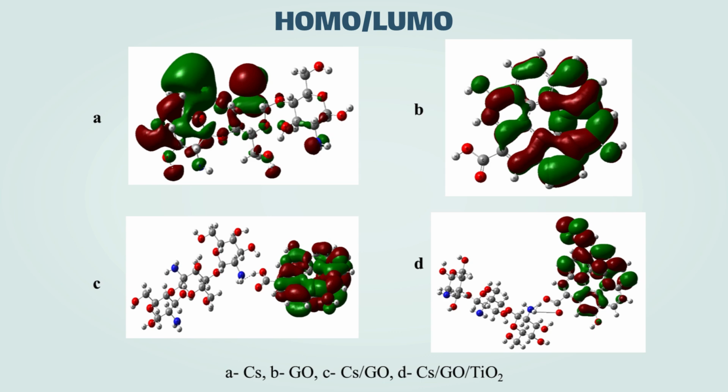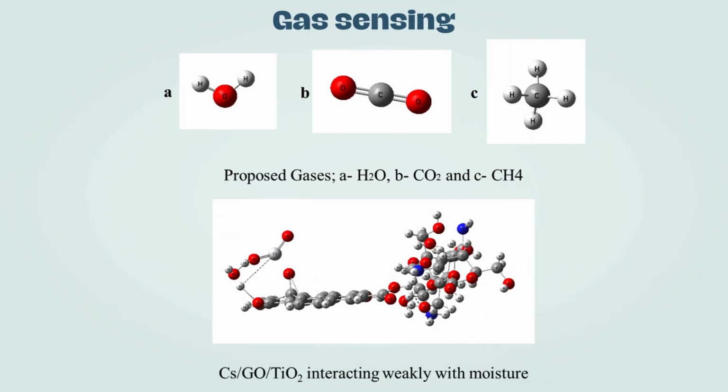The chitosan graphene oxide titanium dioxide composite is to be interacted with gas molecules and its electronic properties investigated to assess the sensing mechanism and its sensitivity and selectivity. The proposed gases are humidity, carbon dioxide, and methane. The composite was proposed to interact physically with the gas molecules for reusability as a gas sensor.